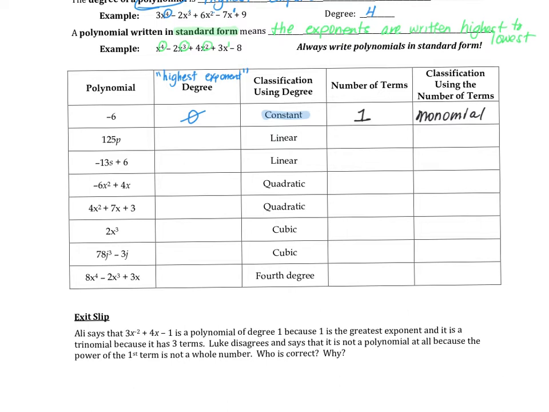Alrighty. So next, we have this 125p. Okay, so my highest exponent, remember there's a little, oops, sorry, had my highlighter on there. Remember there's like a little 1 here. So my degree is going to be 1. And when it has a degree of 1, we call it linear. All right, so the number of terms I have is still 1, right? I only have 1 term there, so it's called a monomial.